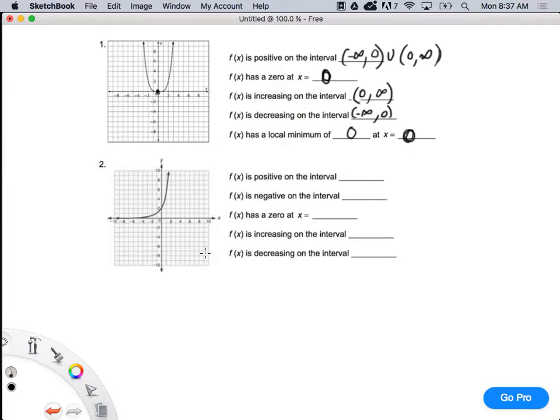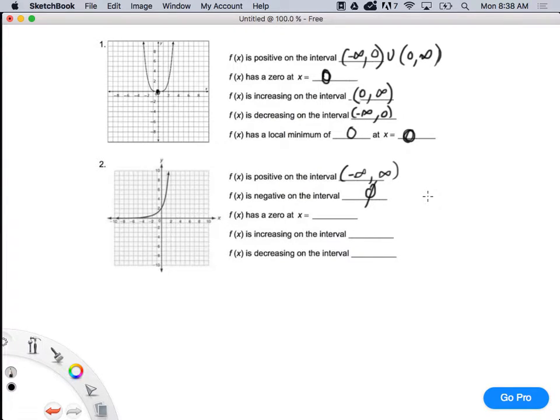Okay, number 2. F of x is positive on what interval? First off, is this function ever negative? No, never negative. So, is it always positive? Yeah, sure is. Negative infinity to positive infinity. I should have said, is it ever negative? No. Is it ever equal to 0 anywhere? It may look like it, but it's an asymptote, which means it's getting closer and closer to 0, but it never touches it.